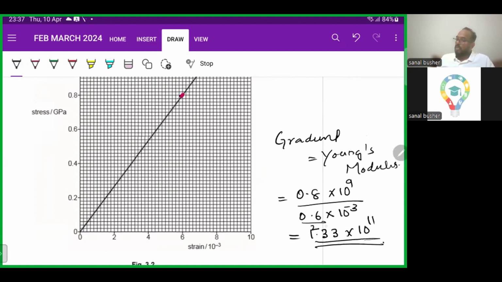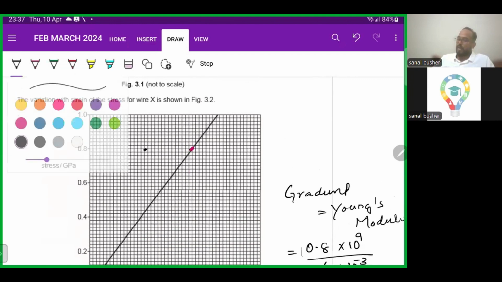So what was the initial value? It's not 0.6, it was 6, okay? So 6 divided by 2 will be 3, right? So you take 3, and the strain value you didn't change, right? You divided 6 by 2 only. So 8 you mark, 3 and 8. When you mark it, you will get the point here. Then you can draw the line.